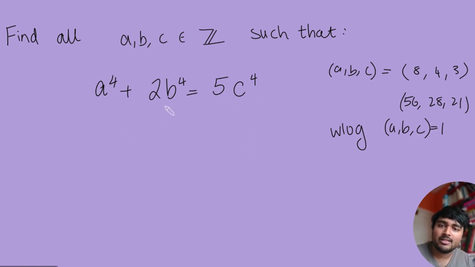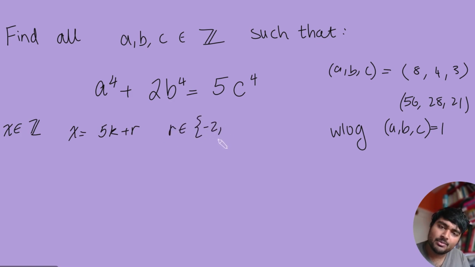And now what we're going to do is use the fact that this has got something to do with integers to the power of 4. So let's just take an arbitrary integer x. And here's what we're going to do. We're going to notice that x, we know, can be written in this form here: 5k plus r, where r is just a number between -2 and 2.